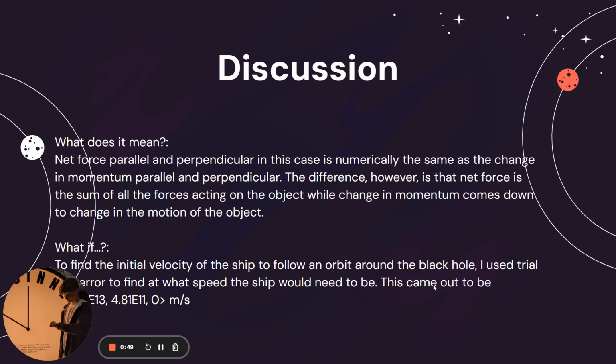And what if, to find the initial velocity of the ship to follow an orbit around the black hole? I used trial and error to find which speed the ship would need in order to orbit the black hole, by fluctuating the speed either greater or lower until it was just barely making the orbit around the black hole. And this came out to be negative 8.4 times 10 to the 13th, 4.81 times 10 to the 11th, and 0 in the X, Y, and Z components of its movement.